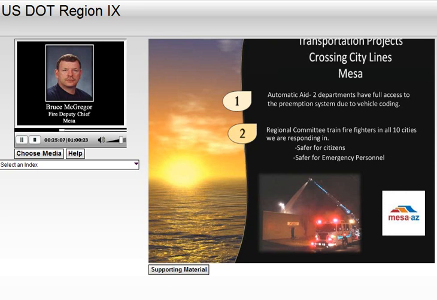Chief McGregor? I'd like to just echo what Frank has said, is that everything that he said is really key reasons that we participate in traffic preemption and participate in regional organizations. So one of the things also that we look at as a region is that currently with our automatic aid, we only have two departments that have full access to our traffic preemption system because it's coded. With the regional committee, we're working not only to make sure that we streamline how the systems work so we can train the firefighters one way and it will work seamlessly throughout the 10 cities that we are responding in, as well as making it safer for the citizens.